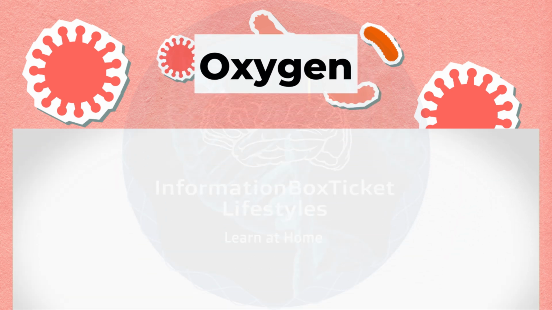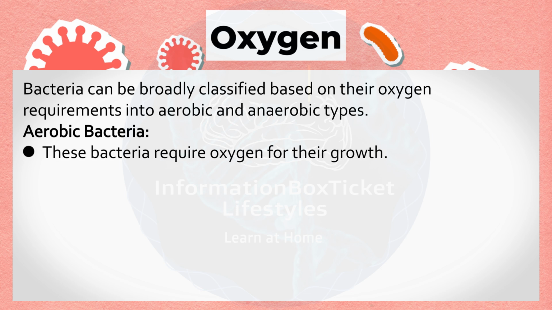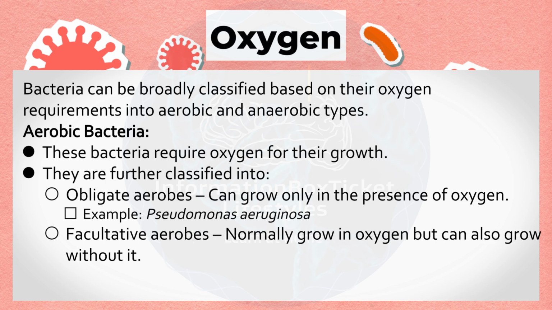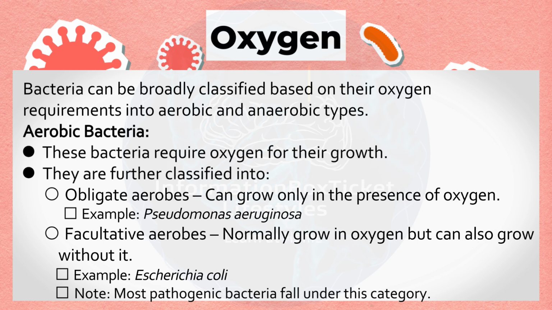Oxygen. Bacteria can be broadly classified based on their oxygen requirements into aerobic and anaerobic types. Aerobic bacteria. These bacteria require oxygen for their growth. They are further classified into obligate aerobes, which can grow only in the presence of oxygen. Example, Pseudomonas aeruginosa. Facultative aerobes normally grow in oxygen, but can also grow without it. Example, Escherichia coli. Note, most pathogenic bacteria fall under this category.